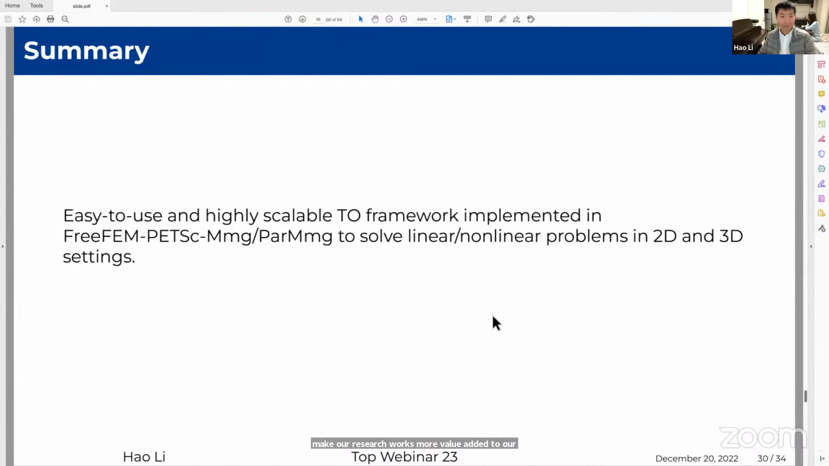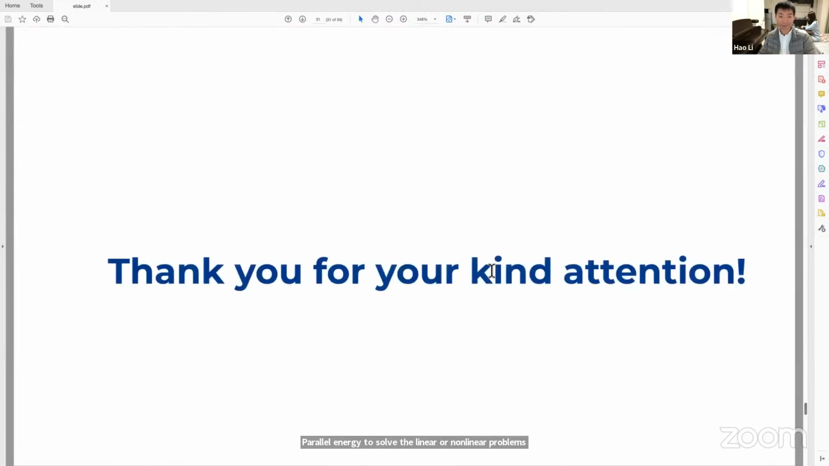Okay, let's conclude with a short summary. In today's talk, we present an easy to use and highly scalable TO framework implemented in FreeFEM, PETSc, MMG, and ParMMG to solve linear or nonlinear problems in 2D and 3D settings. That's the end of my talk. Thank you so much for your kind attention.